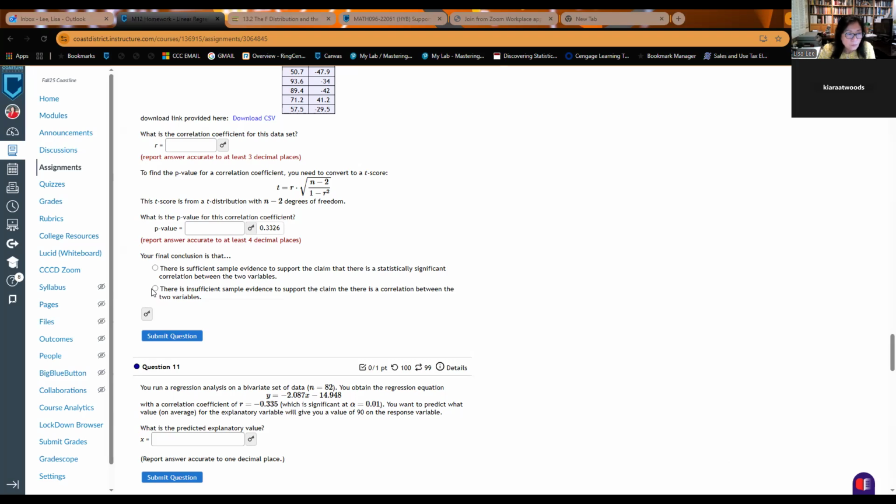So if it's greater than alpha, we cannot reject. Only if it is less than can we reject. Just remember, if it's greater, that means there's no linear relationship. In this case it is greater, so it's nonlinear, because we cannot reject.